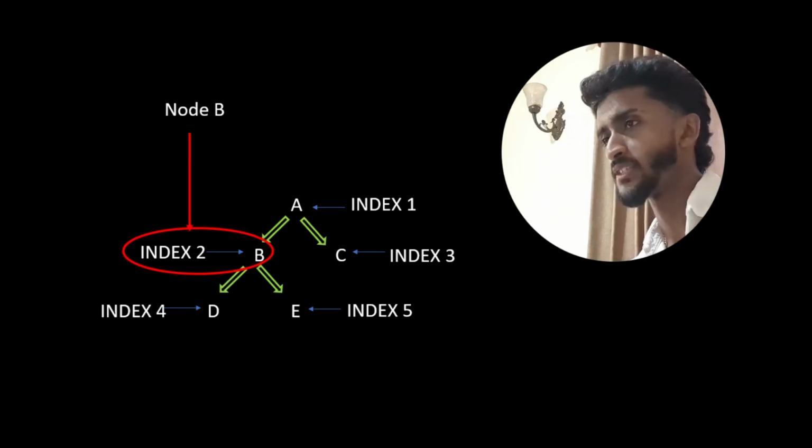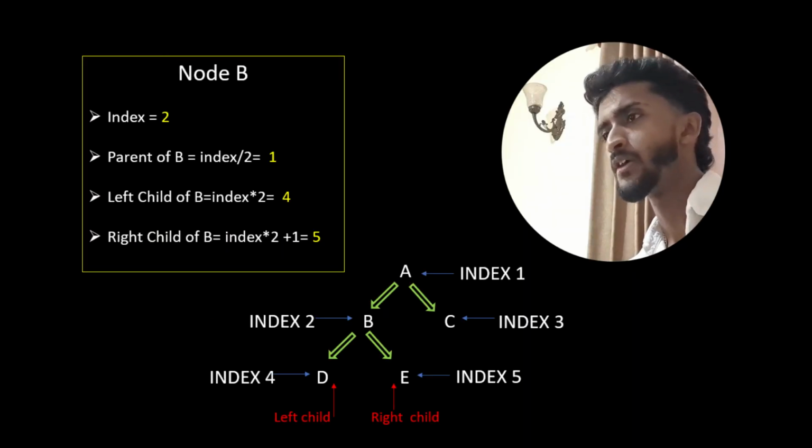Node B is at index 2. To find the parent of B, we divide 2 by 2, that gives 1. So the parent of B is at index 1, which is A. To find the left child of B, we do 2 multiplied by 2, that gives 4. So the left child is at index 4, which is D. To find the right child of B, we do 2 multiplied by 2 plus 1, that gives 5. So the right child is at index 5, which is E.